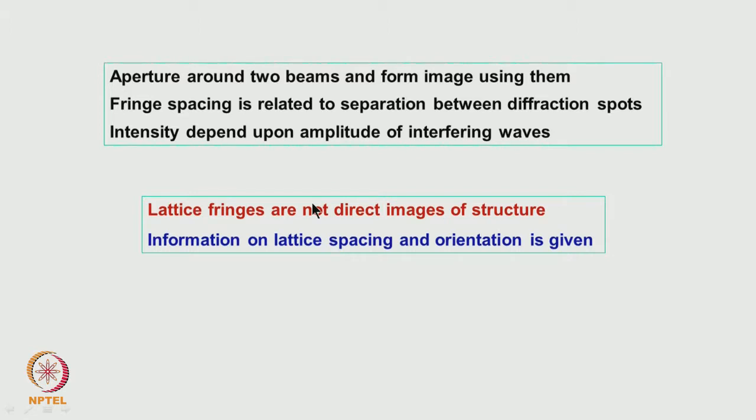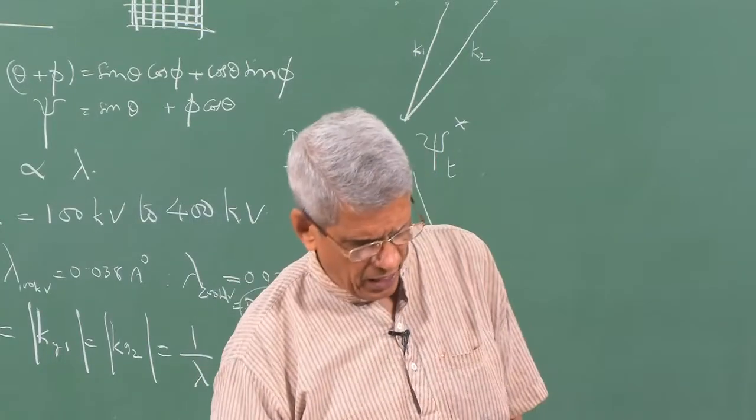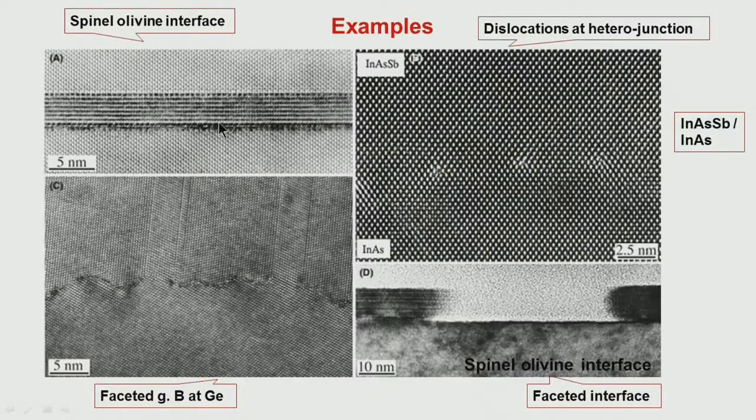Here I have just shown some examples of high resolution images which have been taken on different samples, where one would look at the interface between two phases. There are grain boundaries, which could be thin faceted grain boundaries, and these are all some twin related structures because these two regions are twin related.